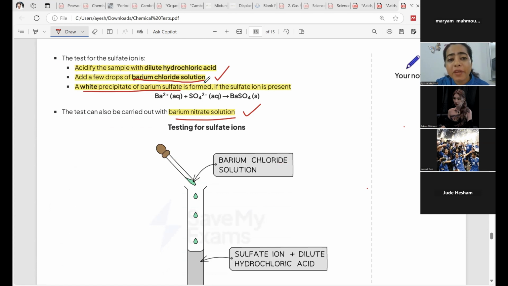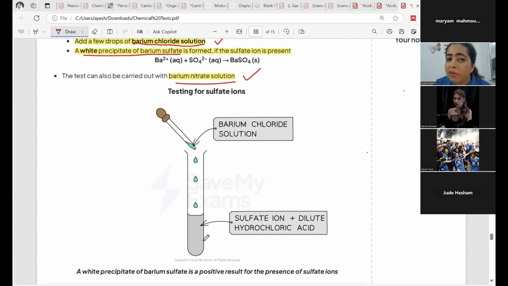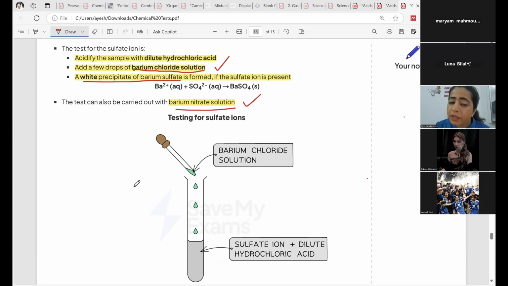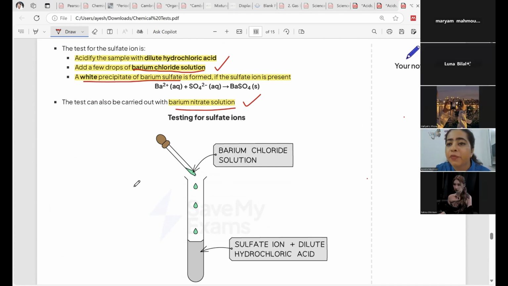Why? Because sulfuric acid will have sulfate, and this solution that we are checking also has sulfate because we are checking the presence of sulfate. So if there is any common ion, then that acid we will not be able to use. Between the acid and the thing that you are putting, if there is any common ion in the acid, we will not use it because that common ion will interfere in the reaction. Yes, Wafia.